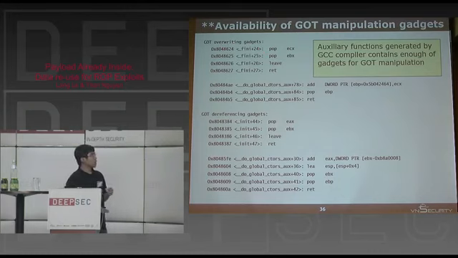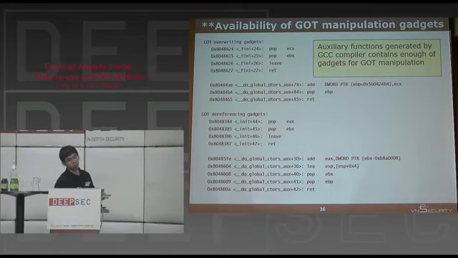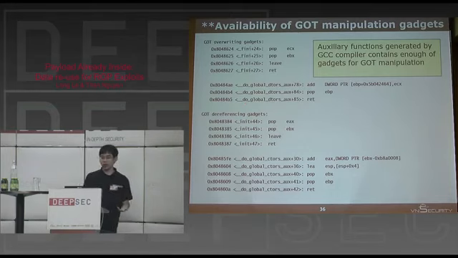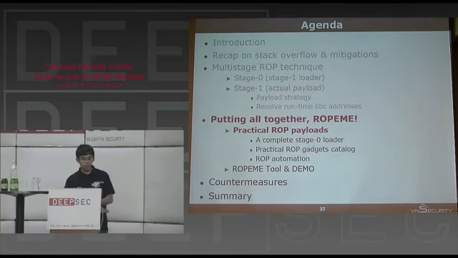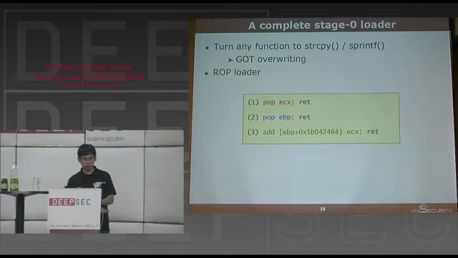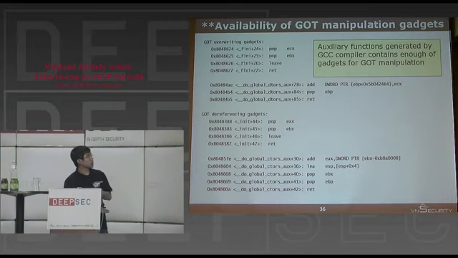For example, GOT overwriting gadgets we can find in the destructor or some deregister function and constructor. So these actually contain enough for us to use for GOT overwriting and GOT dereferencing. I mentioned before, this example is actually available in something like this one or this one.